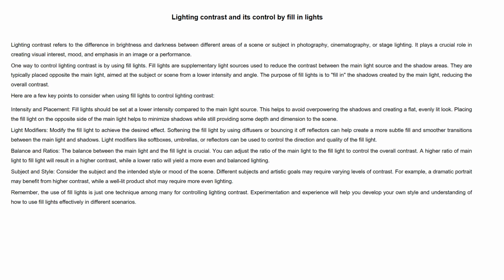Next is balance and ratios. The balance between the main light and the fill light is crucial. You can adjust the ratio of the main light to the fill light to control the overall contrast. A higher ratio of main light to fill light will result in a higher contrast, while a lower ratio will yield a more even and balanced lighting.